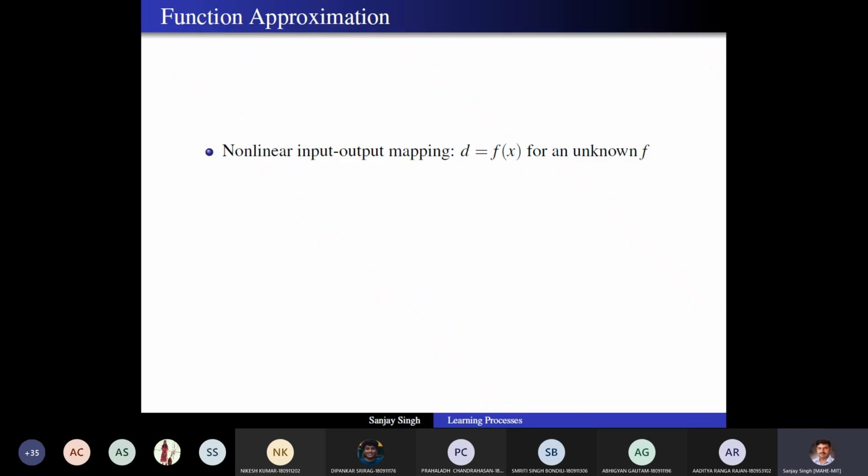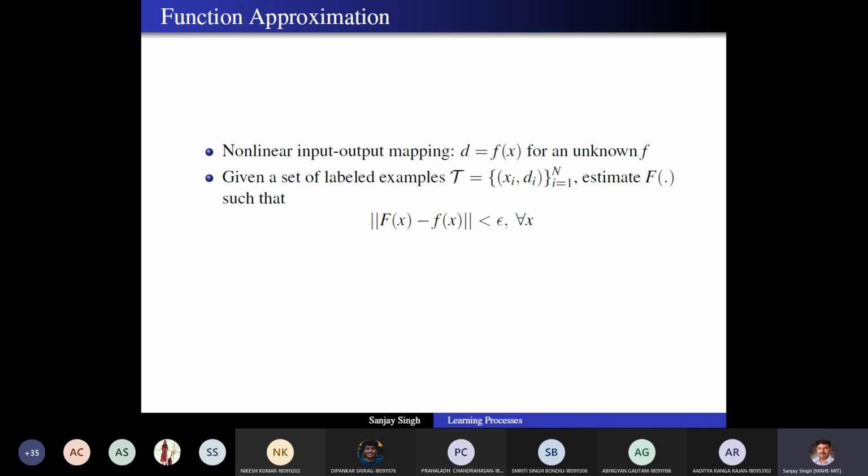So here, this is what you are looking for: some sort of nonlinear input-output mapping. If it were linear, it's not a problem at all, it could have been done straight away. So for an unknown f, you don't know what that particular f is. So remember, a very naive approach will be applied.